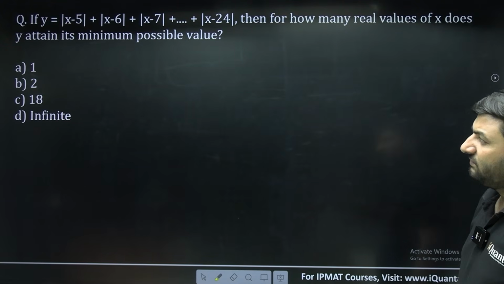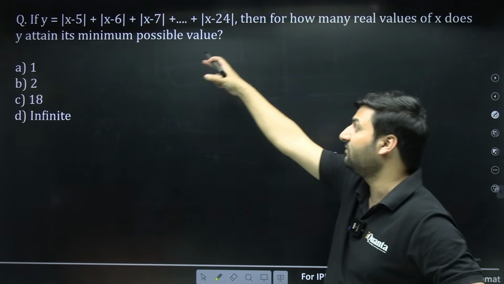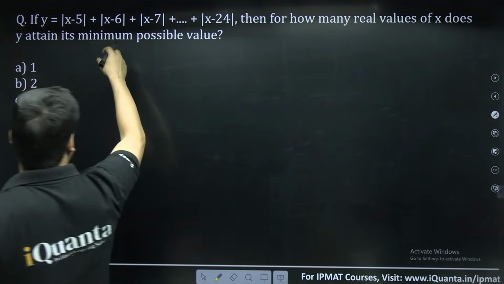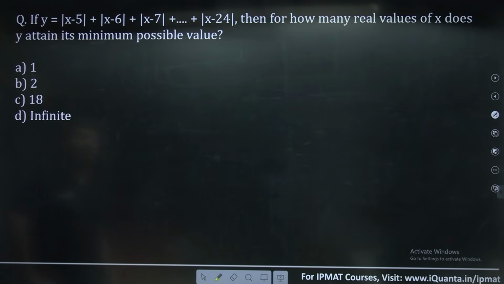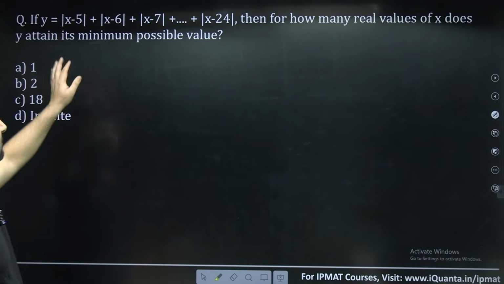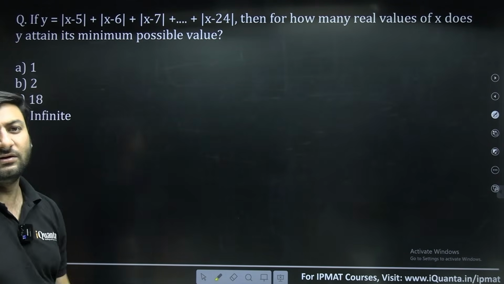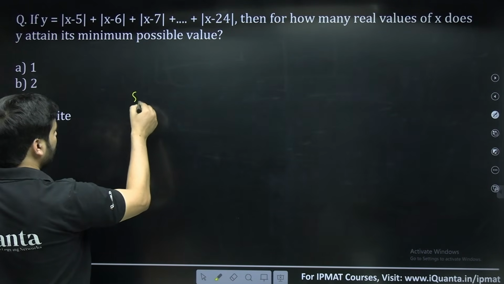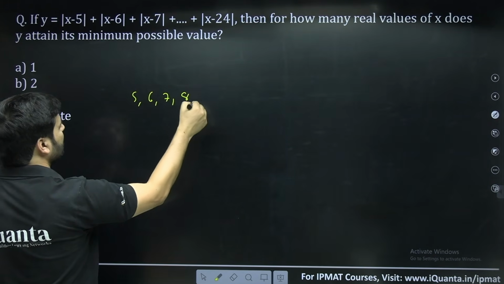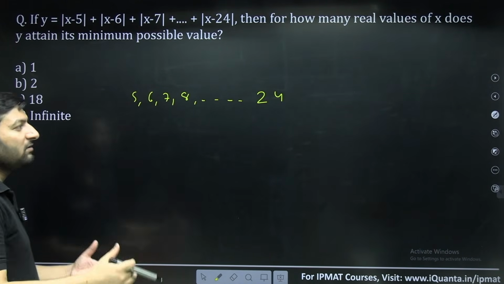What about this? If y is equal to mod x minus 5 plus mod x minus 6 plus mod x minus 7, and so on, there are so many moduluses till x minus 24. So, x minus 5, x minus 6, x minus 7, 8, 9 till 24. Then for how many real values of x does y attain its minimum possible value? Again, a lot of modulus terms are being added. The minimum value of this entire expression will be at the median critical point. We start with 5, 6, 7, 8 and go till 24. How many critical points do I have in total?